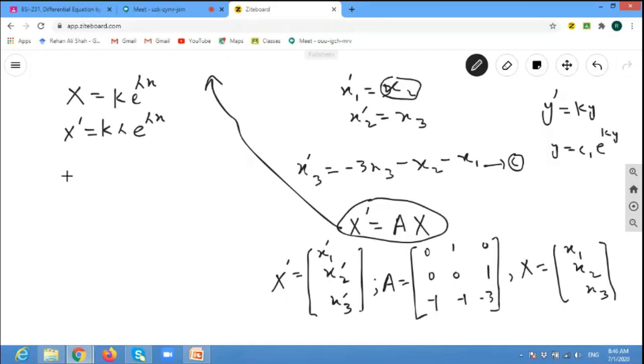So if you put the values, x dash will become k lambda e power lambda x equal to a into k e power lambda x. Actually I'm putting these two values in this equation: x dash is equal to ax. If you cancel this e power lambda x with e power lambda x, you will get k lambda will be equal to a into k.